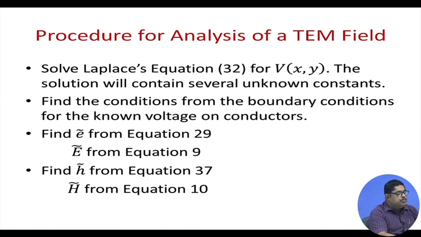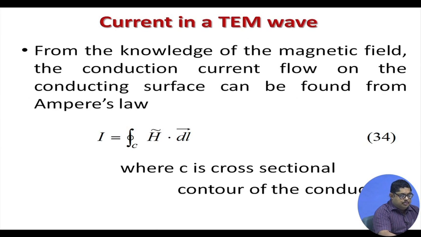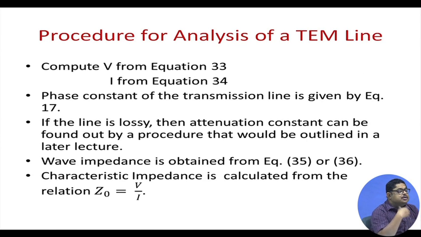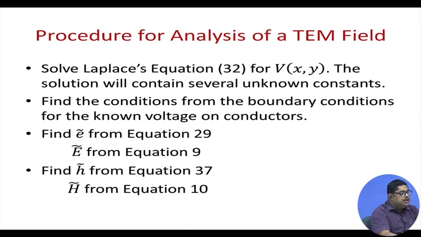Then E from equation 9, you see in your notes that if you know the transverse E, then we have already written the total field in terms of the transverse field and the longitudinal. Longitudinal is not here. So, the transverse I know, multiplied by e to the power minus j k z, that is the E. Similarly, find H from equation 37, we have manipulated it a bit, and H from equation 10. You see your notes, I will upload that. So, from there you can find E and H, and compute V from equation 33.